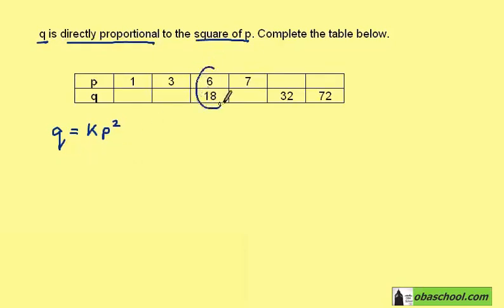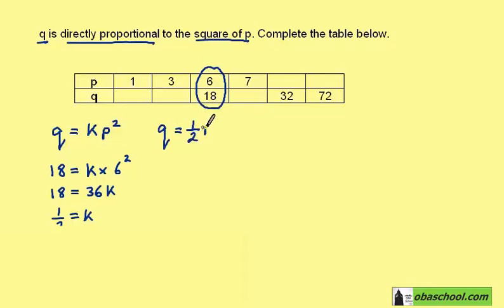If we look at the table here, we have values for both P and Q. We can substitute these into the formula, giving us 18 is equal to K times 6 squared. So 18 is equal to 36K. Dividing both sides by 36 gives us that K is equal to a half. This gives us the formula Q is equal to 1/2 of P squared.